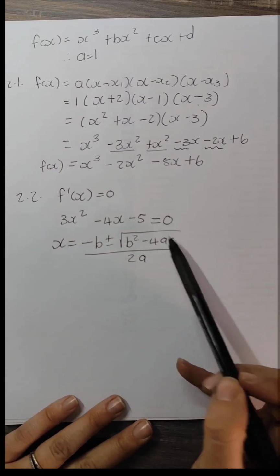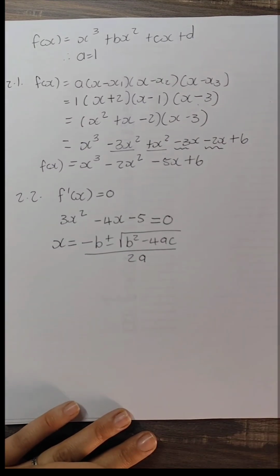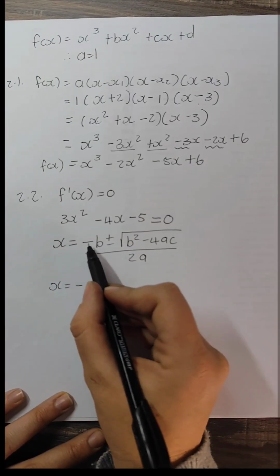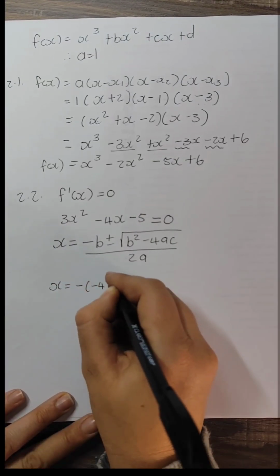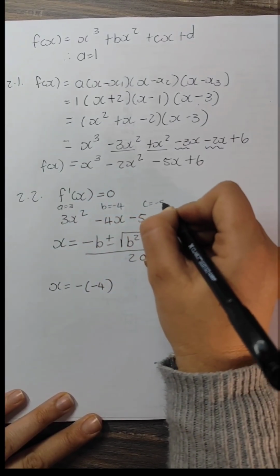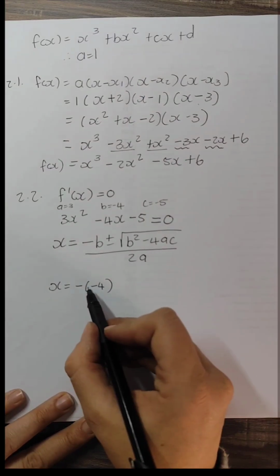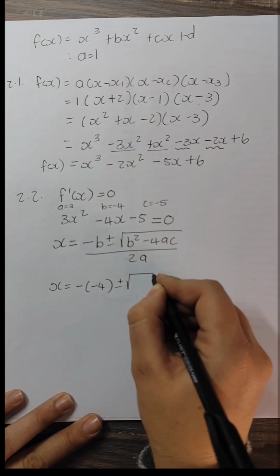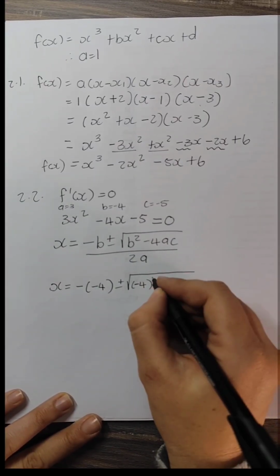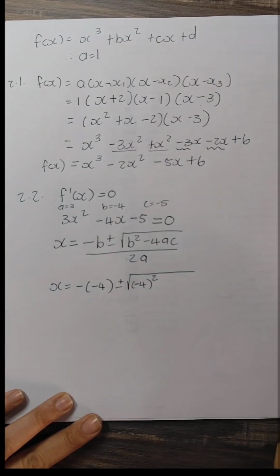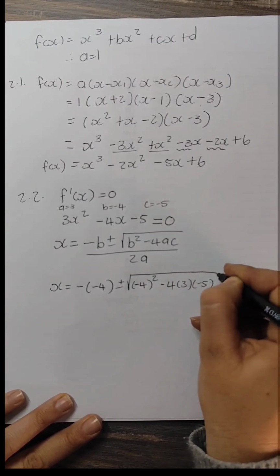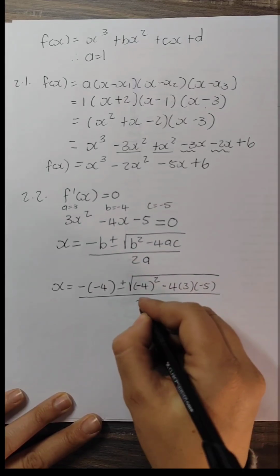Now, I don't actually mind you writing the formula or not, because this is on your formula sheet. But I do need to see your substitution. Negative 4. Just as a reminder, a is equal to 3, b is equal to negative 4, and c is equal to negative 5 over there. So, negative 4 plus or minus the square root of negative 4 inside a bracket, very important, otherwise this is not going to become a positive when we square it. Minus 4 times a times c, all over 2 times 3.